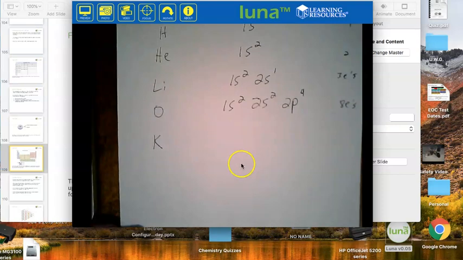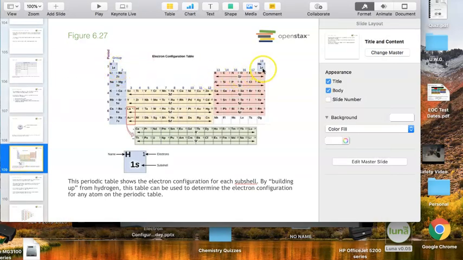All right, so for potassium, if I look at my periodic table, it's going to be 1s2, 2s2, 2p6, all right, 3s2, 3p6, okay, and then 4s1. Why 4s1? Here I'm stopping at potassium, right? I'm starting with hydrogen and going all the way through, okay, until I get to potassium, 4s1.